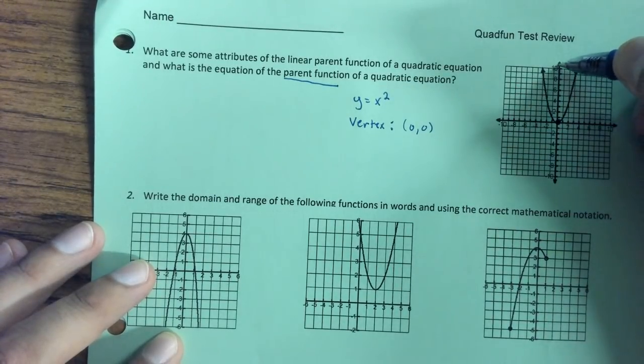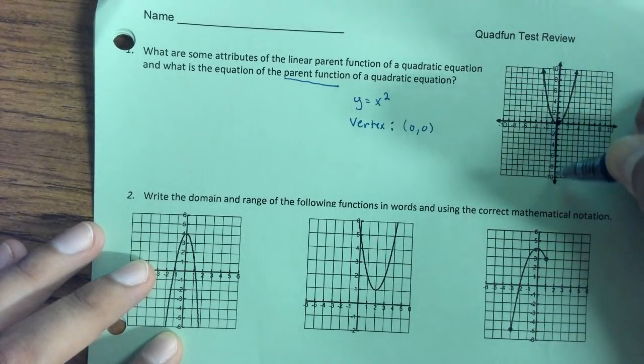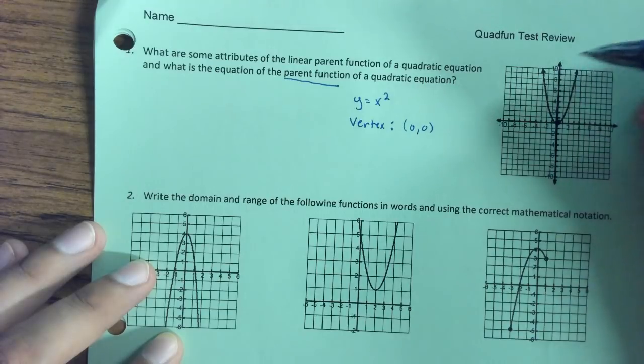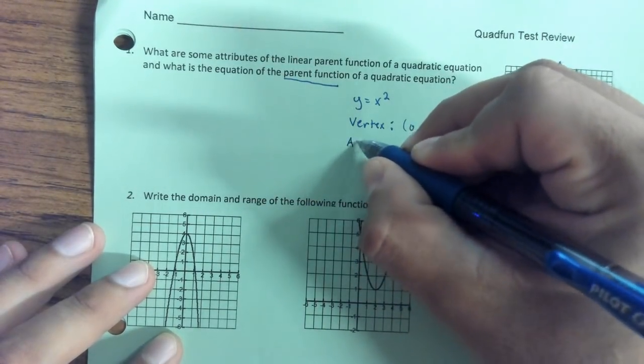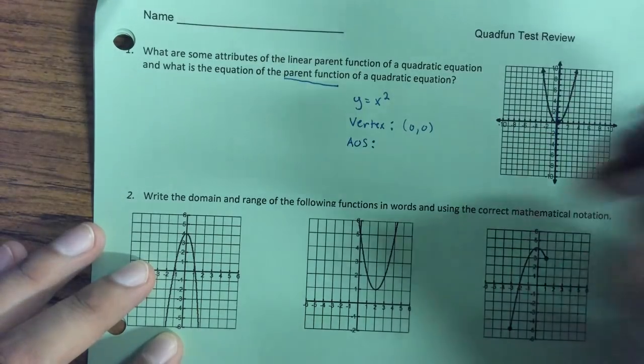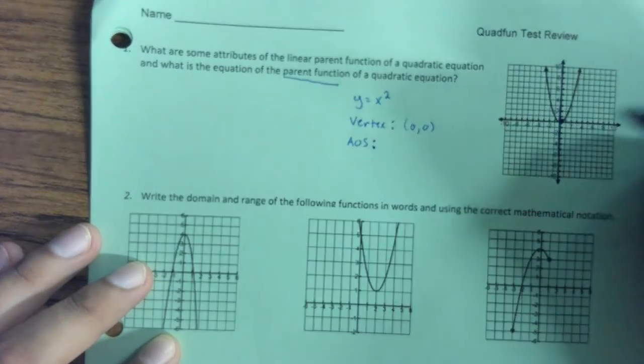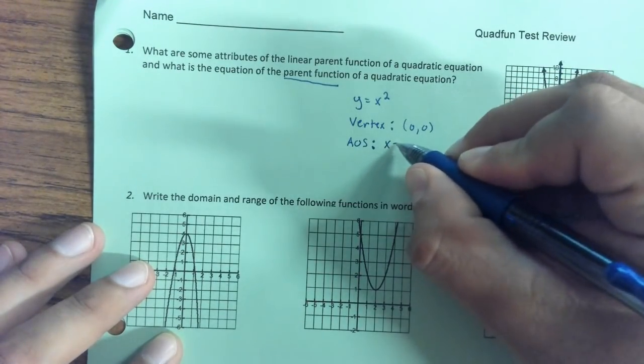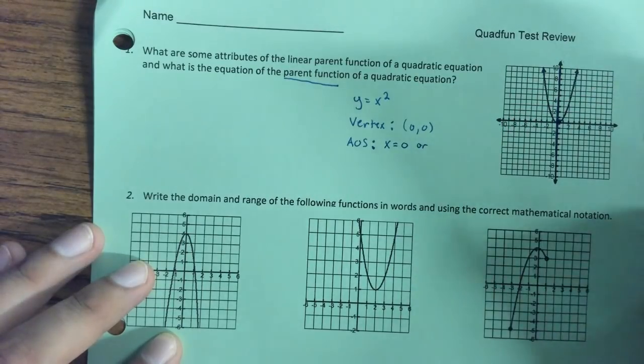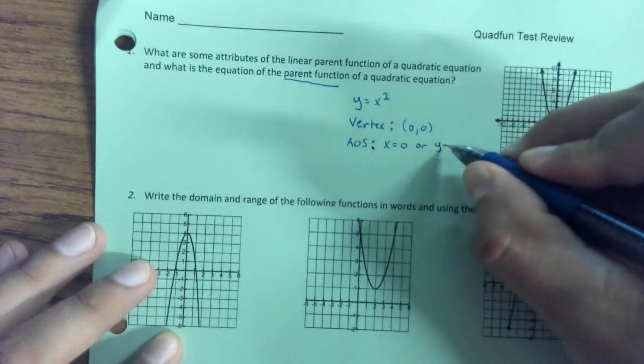Axis of symmetry, the thing that cuts the parabola in half, is going to be that line right there. We can write it two ways. I'm going to do AOS for short, axis of symmetry. And that is the line x equals 0, or we can also write it as the y-axis.